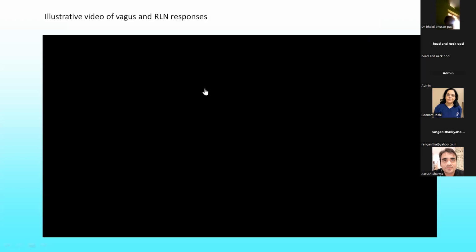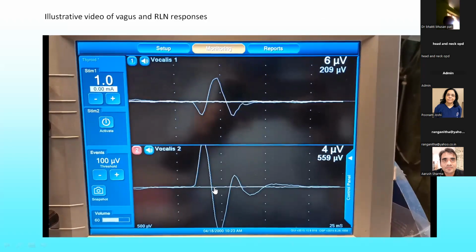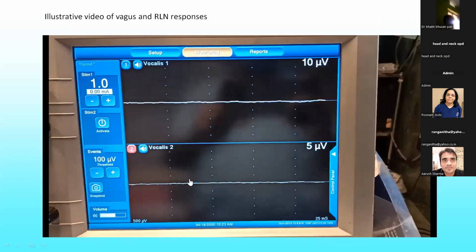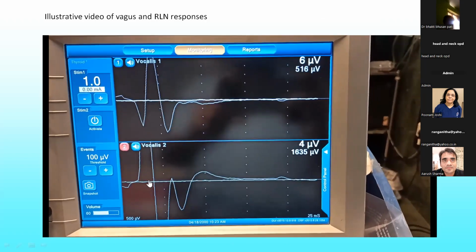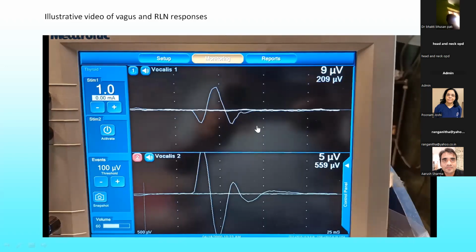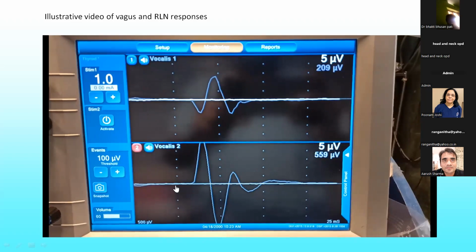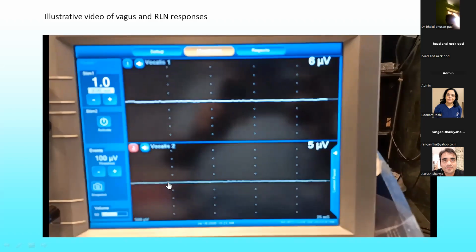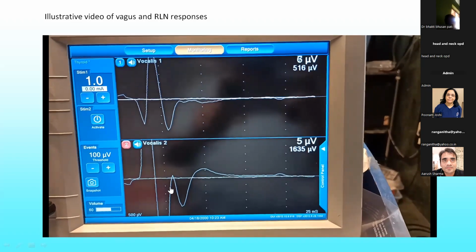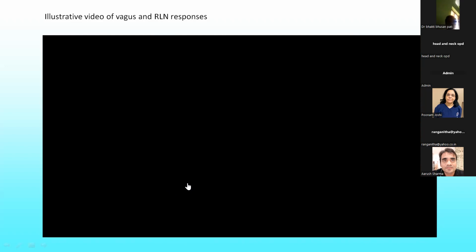And this is the illustrative video which we can show. This is a vagus response when we are stimulating the vagus, and now we are going to stimulate the recurrent. This is the difference between the vagus and the recurrent. Again, I'll show you that. So this is the vagus, which usually falls between 4 to 6 milliseconds, the time taken for the distance between the stimulation and the recording point, and the recurrent will fall into 2 to 3 milliseconds, which is a very short length.